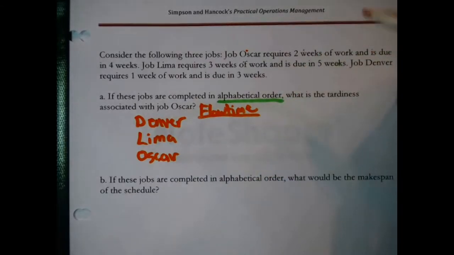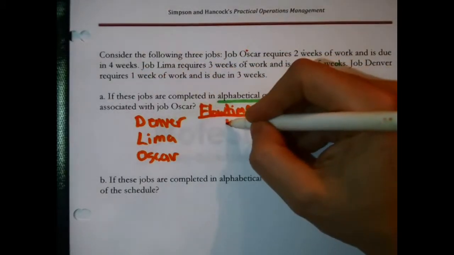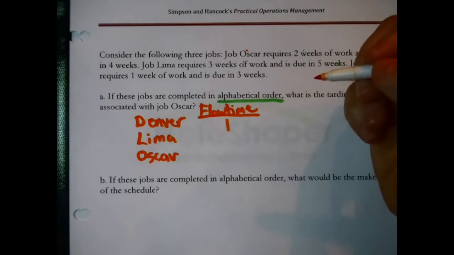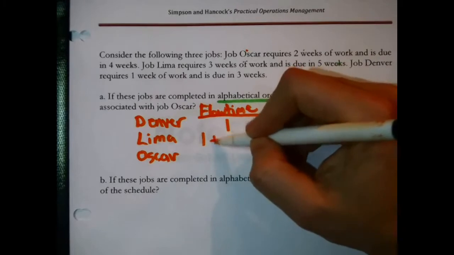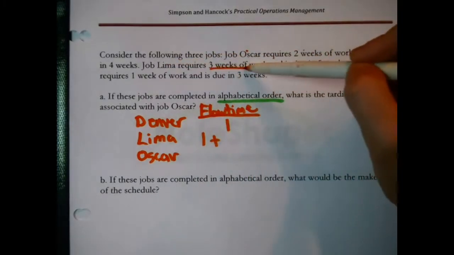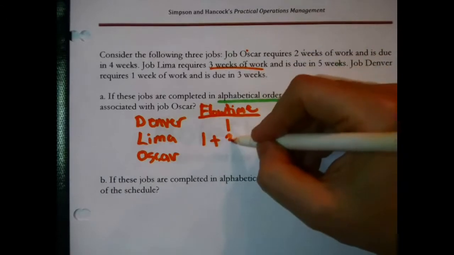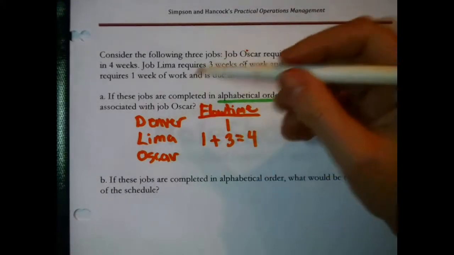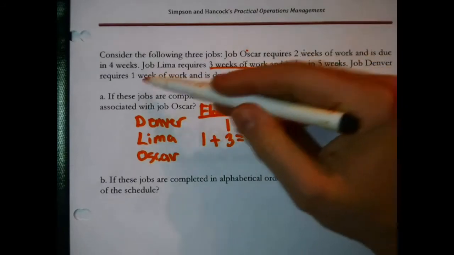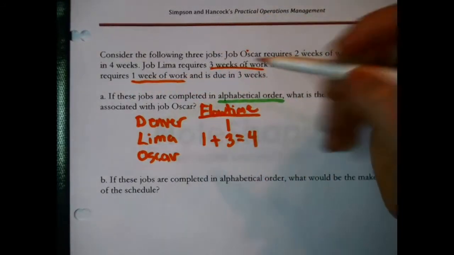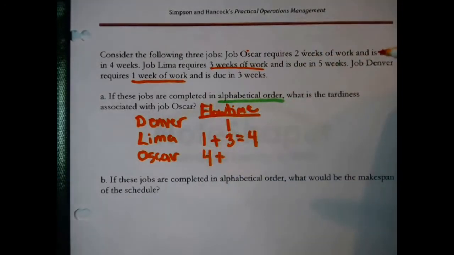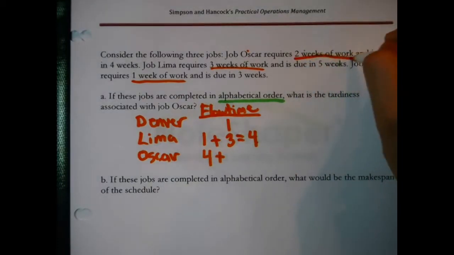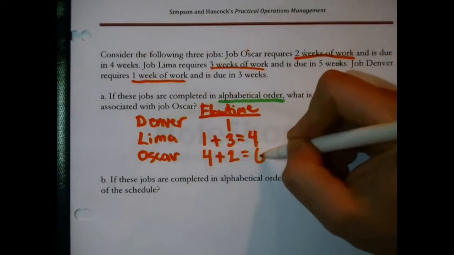Okay, the flow time for the job called Denver. If we do it first, job Denver requires 1 week of work. That means it will be done in 1 week. Lima has to wait for Denver to finish. So Lima waits 1 week, plus job Lima requires 3 weeks of work. Got it. That means that the flow time for job Lima is 4 weeks. It'll be finished 4 weeks from now. Oscar waits for 4 weeks, plus Oscar is 2 weeks worth of work. That means Oscar will be finished up in 6 weeks.